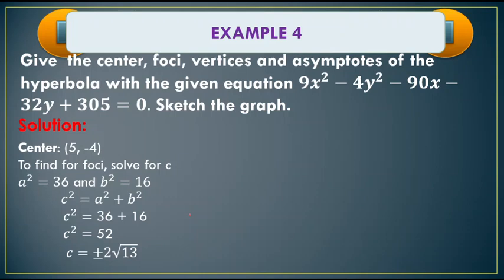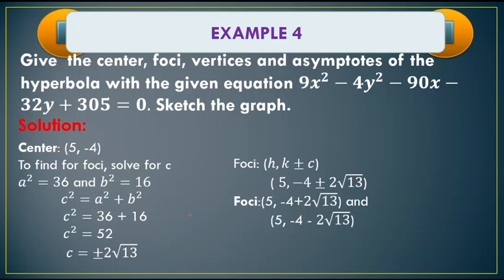Now, kompleto na tayo. Meron tayong center. Meron tayong a squared, may b squared na tayo, tsaka si c, o yung c squared natin, which is 52. So, makukuha na natin ngayon yung foci, yung vertices, and then yung asymptote. Now, yung foci, since ito ay naka-vertical, ibig sabihin yung si c, siya yung i-add at i-subtract natin kay k. Then, substitute lang. And then, separate na lang natin para mas makita natin yung bawat points.